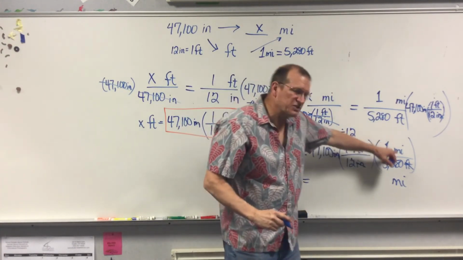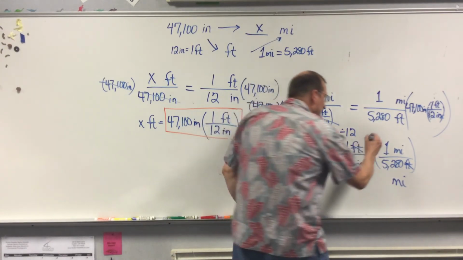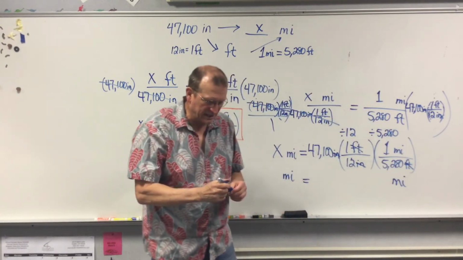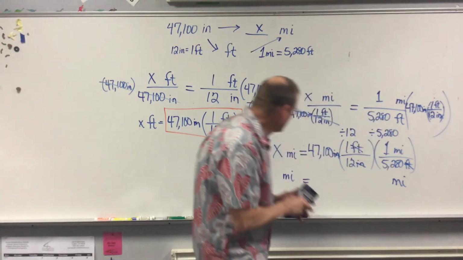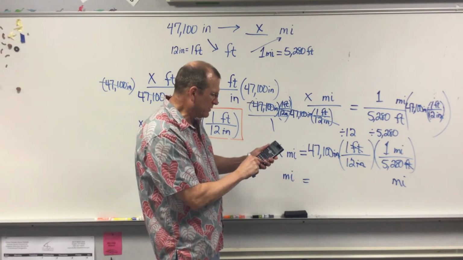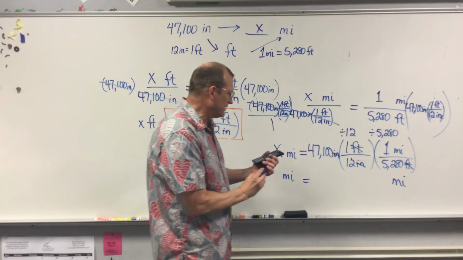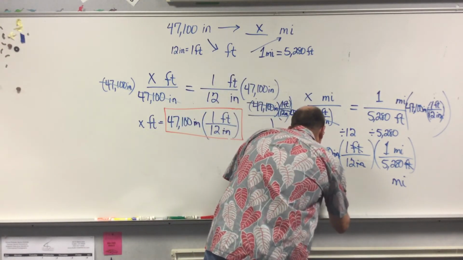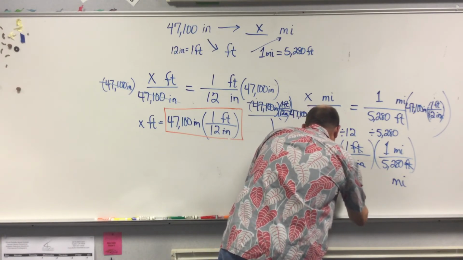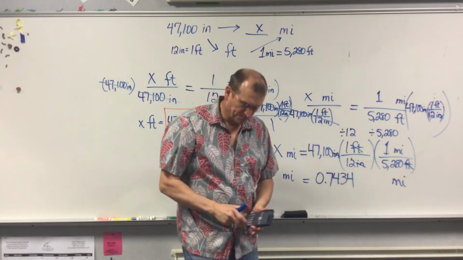And then when you go to the next conversion factor, you see I am multiplying by 1 over 5,280. That is the same thing as dividing by 5,280. So in order to calculate this, all I would do is start with 47,100, and then I would divide by 12, and then I would divide by 5,280, and that would give me a value of 0.7434, and I'm rounding to the fourth decimal place here.